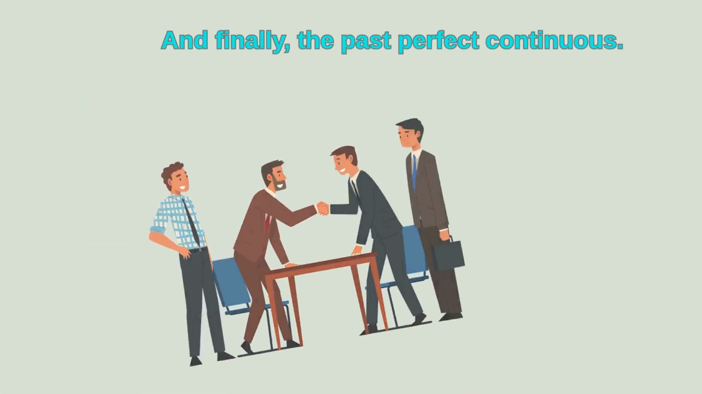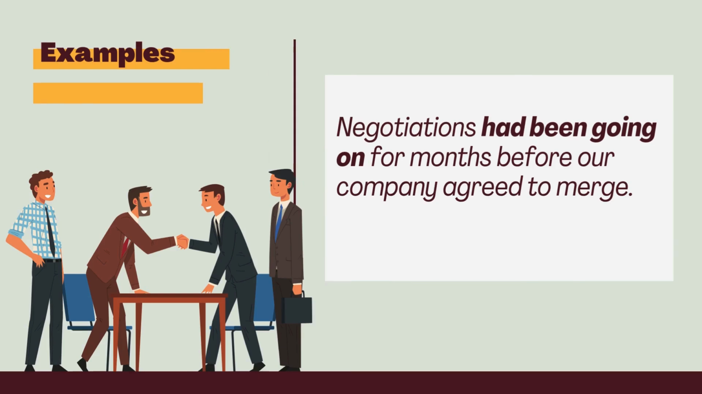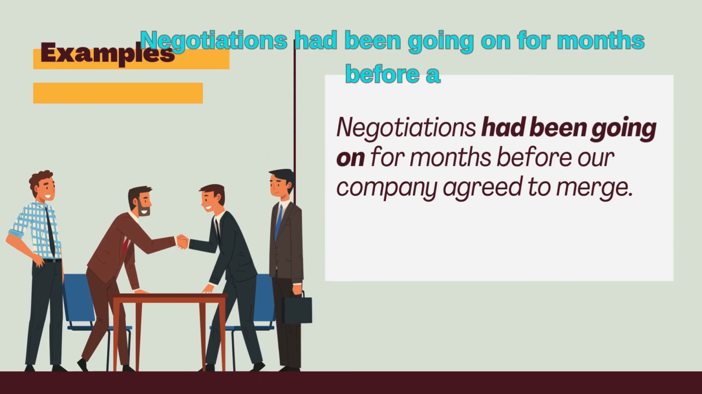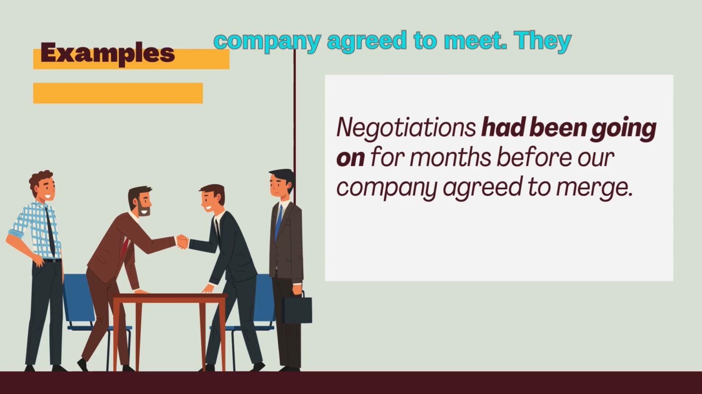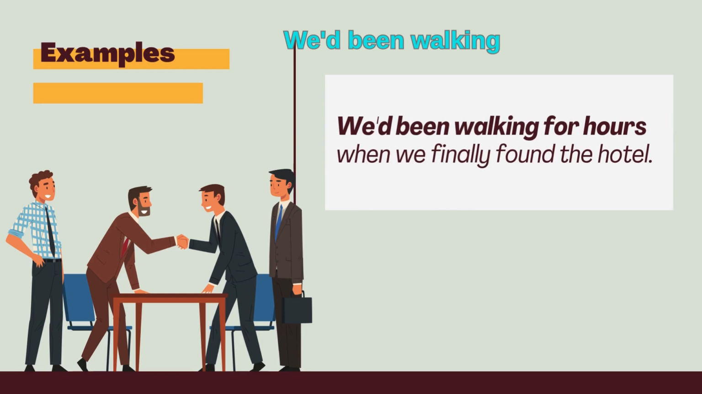And finally, the past perfect continuous. We use this tense to describe actions or situations that were in progress for a period of time before another past event. Here are some examples. Negotiations had been going on for months before a company agreed to merge. They had been exchanging love letters before they finally got married in 1920. We'd been walking for hours when we finally found the hotel.